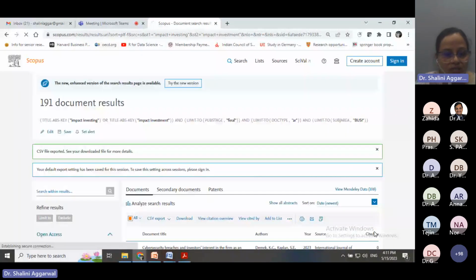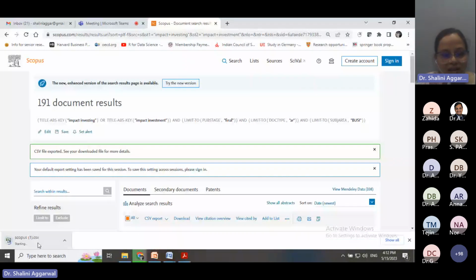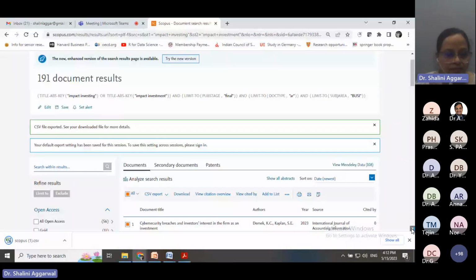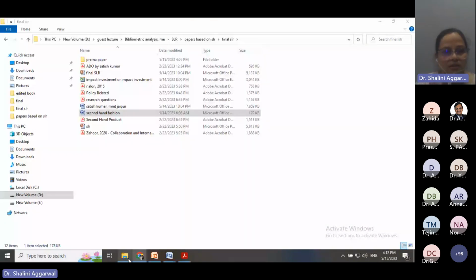So what you will see is there is a file that is getting downloaded. Can you see this file that is getting downloaded on my laptop? Let me show you this file. There is one more file with me. This is impact investing, right? So let me show you what information you will get and what is the file that you will get. And it's just opening up. Wait for a while.